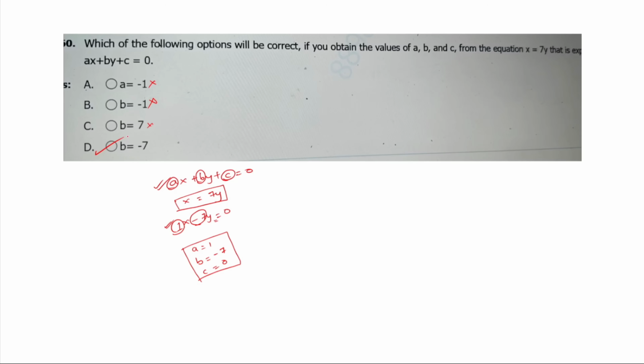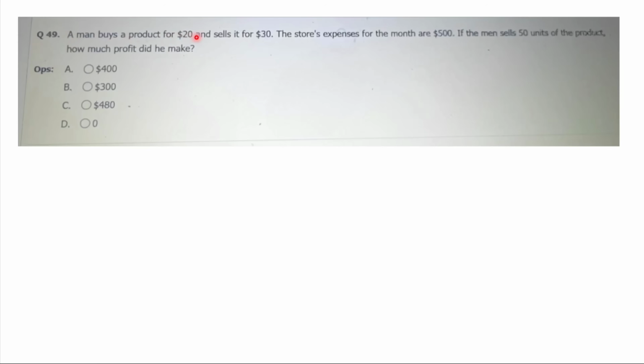Let's see the next question. A man buys a product for $20 and sells it for $30. The store's expenses for the month are $500. If the man sells 500 units of the product, how much profit did he make? So at first, the man buys a product, that is, the cost price of the product is $20 and the selling price of the product is $30.